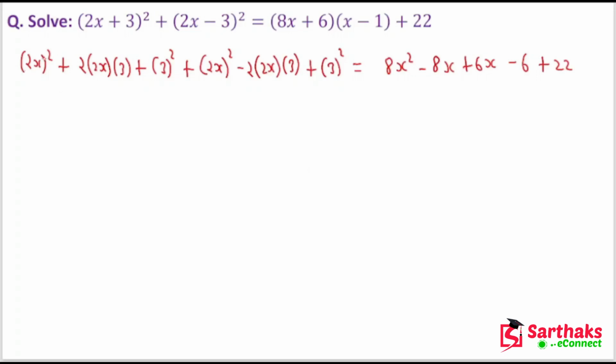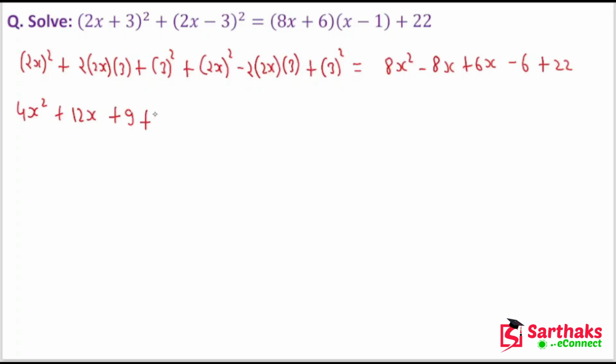So it will now be 4x square, since 2 square is 4, and x square equals x square, plus 2 into 2, 4 into 3 is 12, so it will be 12x, plus 3 square equals 9. Now you can clearly see it has become a quadratic equation, but it is not quadratic. They will get cancelled out and the equation would be linear. Let us firstly solve it.